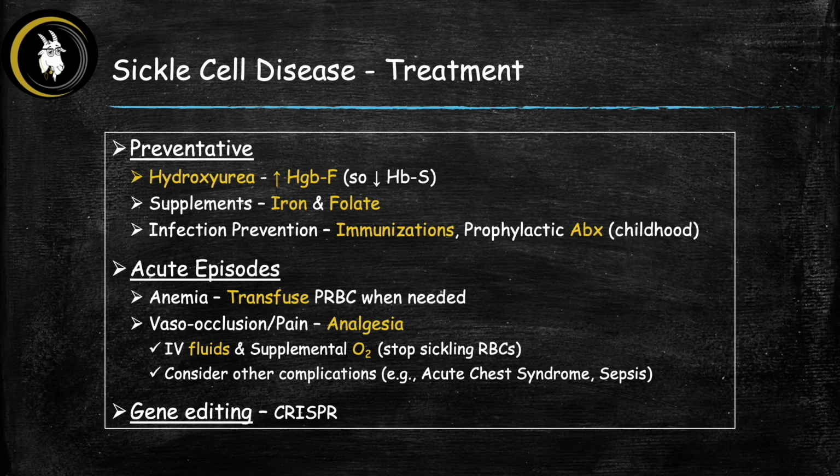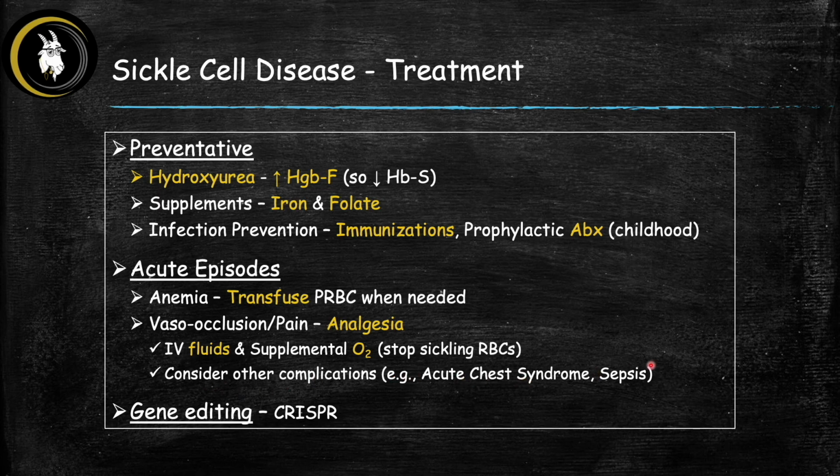Now let's move on to treatment of acute episodes. So for the acute severe anemia, the treatment is to quickly replace those red blood cells by transfusion. For the vaso-occlusive crisis or the pain crisis, the goal is to, number one, treat the acute severe pain. So giving adequate analgesia, very, very important. And then number two, reverse the sickling process of the red blood cells by giving IV fluids and oxygen. Remember that sickling is favored in hypoxia and dehydration. So treating with fluids and oxygen is going to reverse it and help relieve the symptoms. And then finally, you always have to keep in mind the other complications of sickle cell disease like acute chest and sepsis.